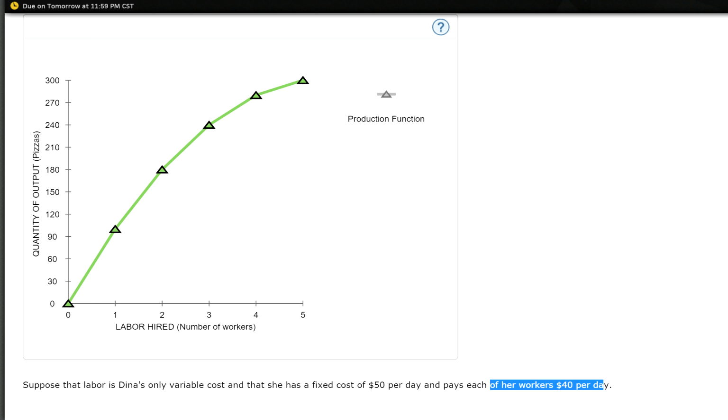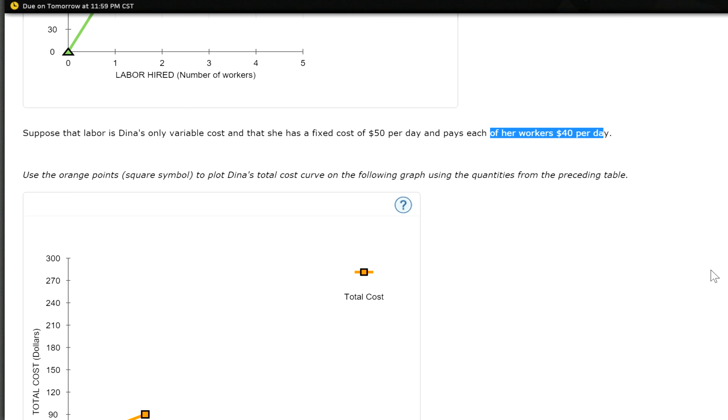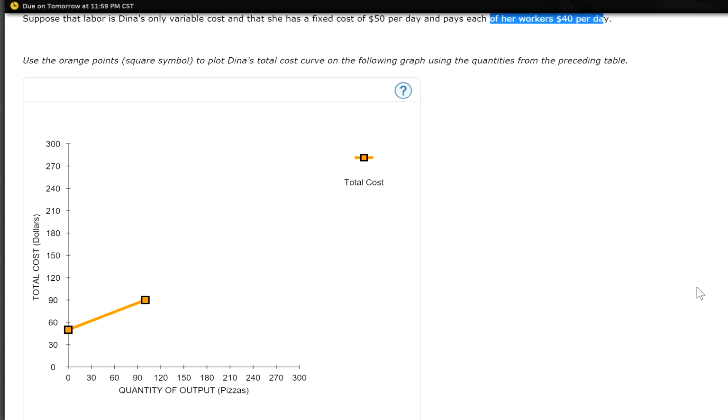Now, for 2 workers, we can make 180 pizzas. And then for the total cost, you're going to use 50 plus 2 times 40, because each worker costs you 40. So 50 plus 80, and then it's 130. So 180 pizzas, and it costs us $130.